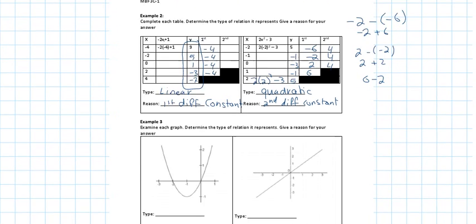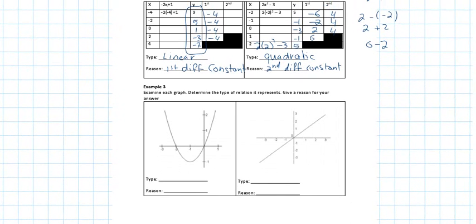Now, these are also easy right here. By looking at the graph, what can you tell me about the first one? Quadratic. And the reason for that? Parabola. How about for the other example? Linear because it's a straight line. So these should be easy marks for you guys, okay?